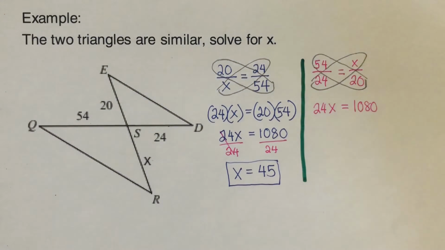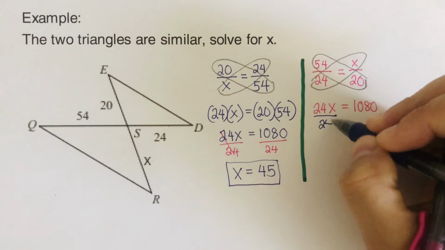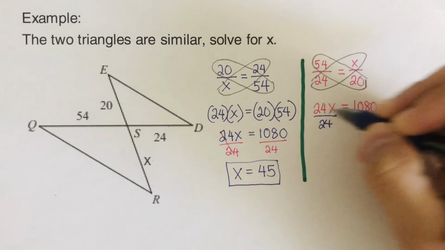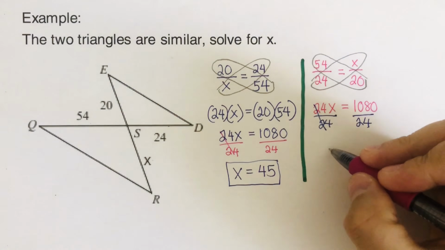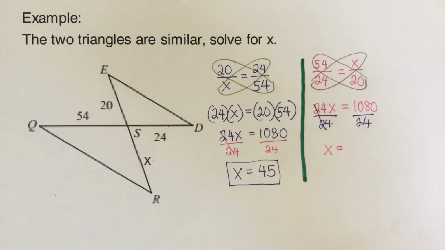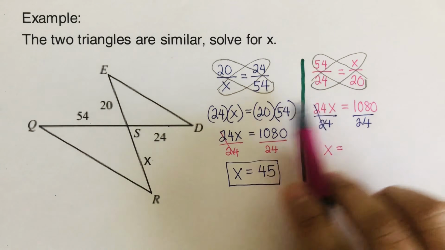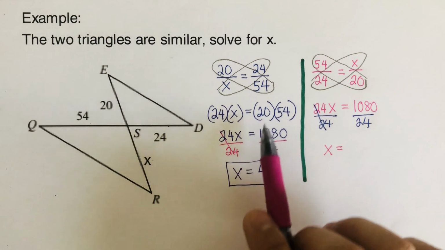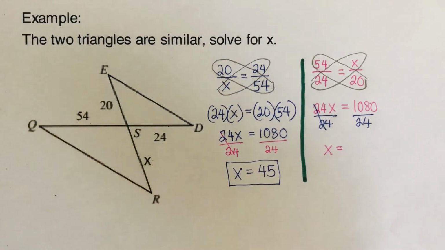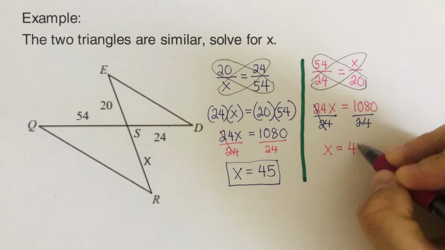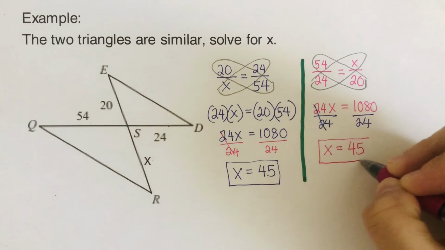And so we divide both sides by 24. We divide this by 24. As you can see, they are exactly the same method. The steps that we are doing come out the same at this step right here. So x is 45. Both of them are getting 45.